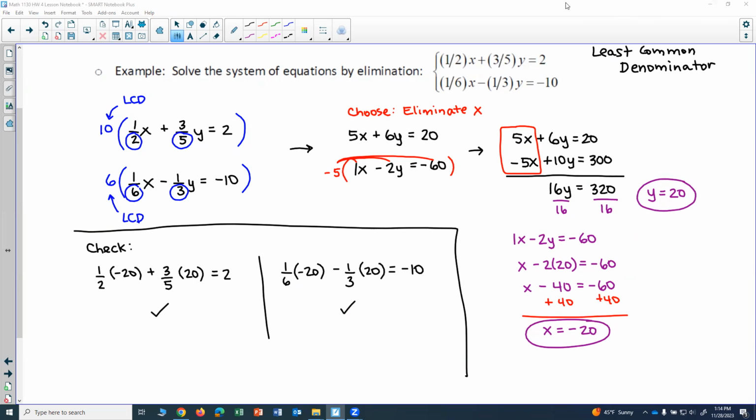So quick recap, when you are solving a system of equations that includes fractions, multiply each equation by its LCD in order to clear the fractions. Then solve like you would a regular elimination problem. Then check your answers in the original two equations that involve the fractions.